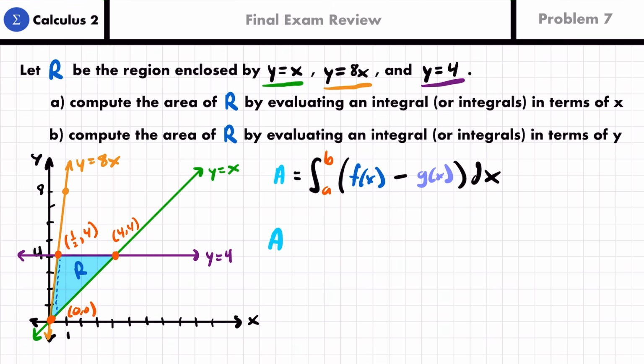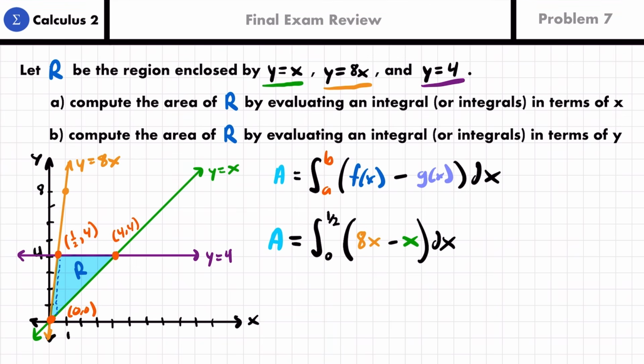The area in terms of x will be equal to the integral where we calculate the area of the first piece from x equals 0 to x equals 1/2. So we go from 0 to 1/2, where the top function is 8x. So we will have 8x minus the bottom function, which is going to be y equals x. So just write in x, and then that will be multiplied by dx. That is the area of that first little piece.